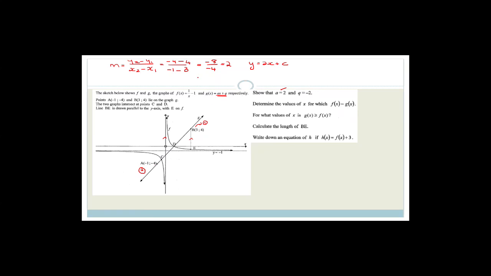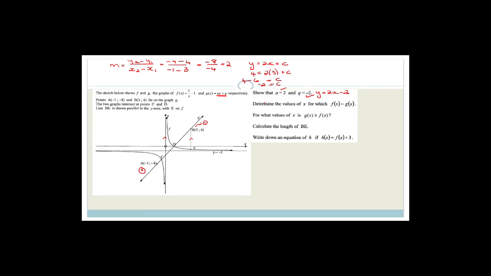So what we're going to do is substitute either of these points into that equation. I don't mind which one we do; I'm going to do (3, 4). So I'm going to go 4 equals 2 times 3 plus c. Do you agree that c is going to be 4 minus 6? So c is going to be minus 2. Therefore, q is minus 2 because that's where c is sitting. So we've got that y is equal to 2x minus 2 as the equation for our g graph, our g of x.